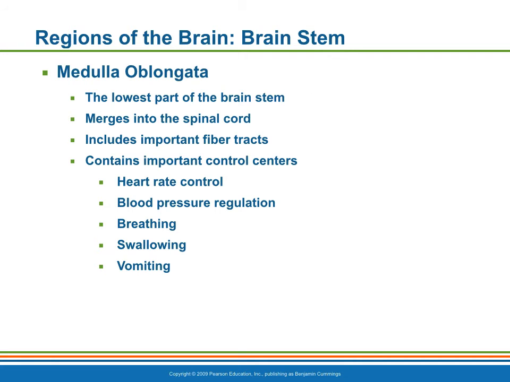The medulla oblongata is the most inferior part of the brain stem. It merges into the spinal cord without any obvious change in structure. The medulla is an important fiber tract area, but it also contains many nuclei that regulate vital visceral activities. It contains centers that control heart rate, blood pressure, breathing, swallowing, and vomiting, among others.